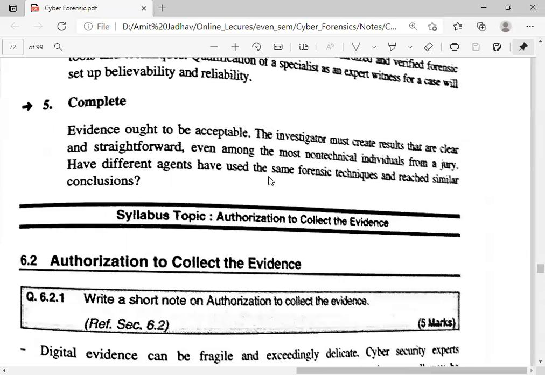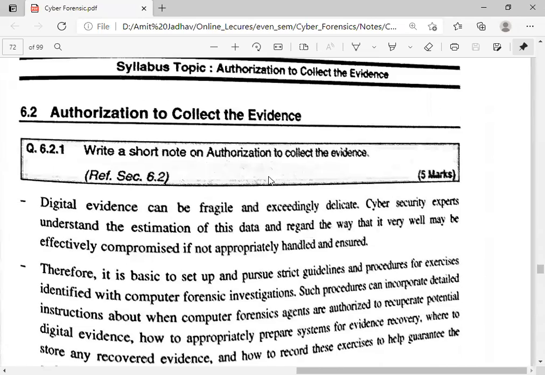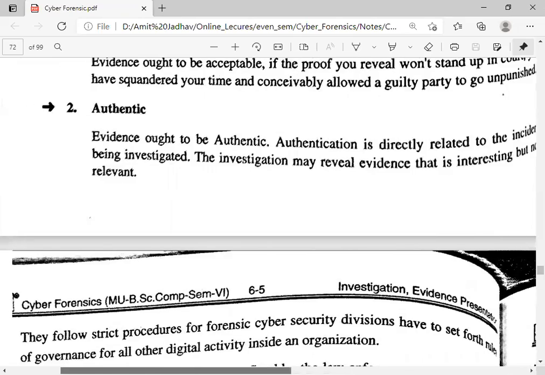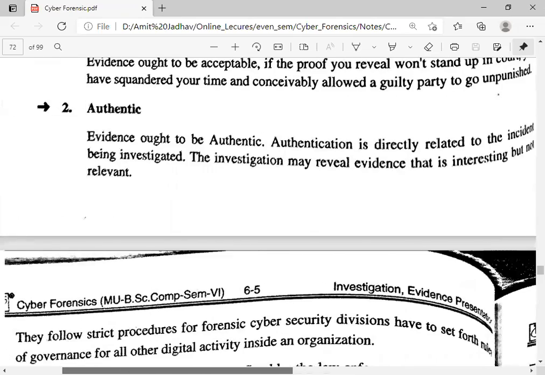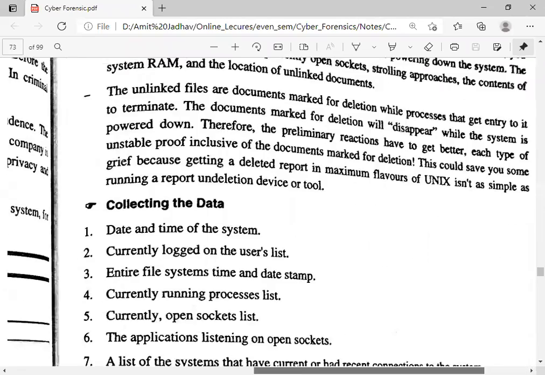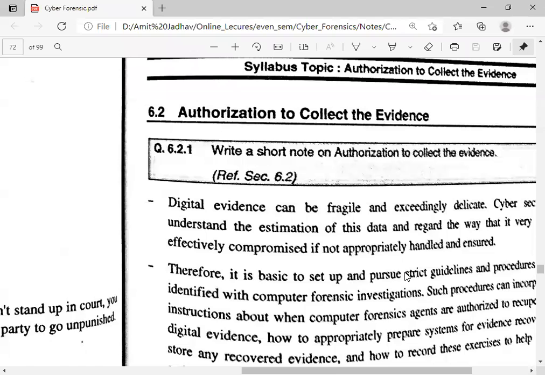So these are the characteristics of the evidence. So the next point is authorization to collect evidence. So who can collect the evidence?